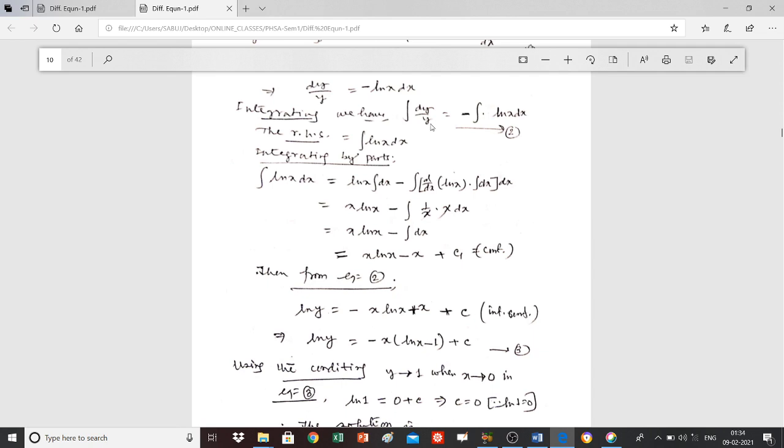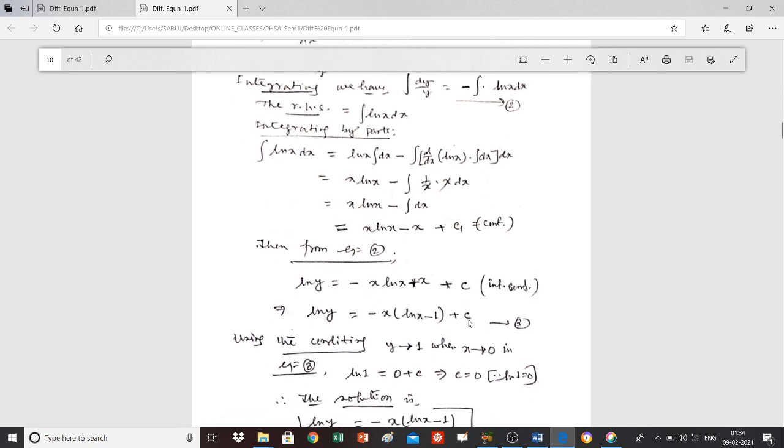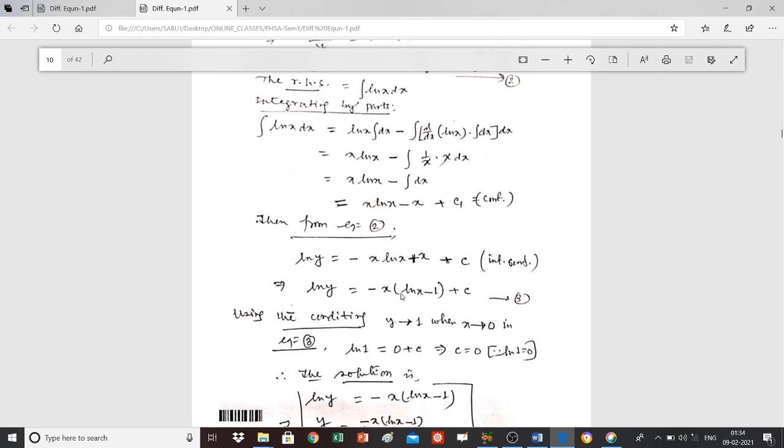So from this relation, equation number 2, you can easily write log y is equal to minus x log x, then plus x, and then minus c, which is another constant. Take minus c1 as another constant, taken as plus c. So from here log y is equal to minus x, taken as common, log x minus 1, plus c.